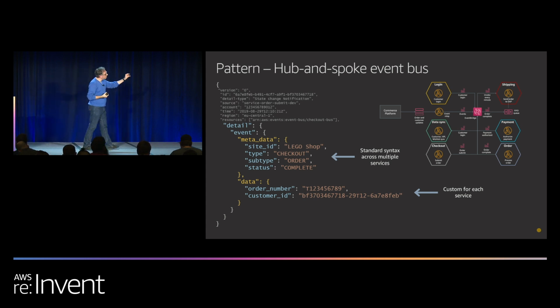And then there is a data part that is customizable by each microservice, so each microservice can use their own payloads. In this way, they can create rules that check if there is an event that is an order, and if the order is complete, then you can route it to this service. If the order is not complete or there is an error, route it to these other microservices. And I think it's very smart to have these three levels of standardization, the AWS part, the customer part, and then the service-specific part.